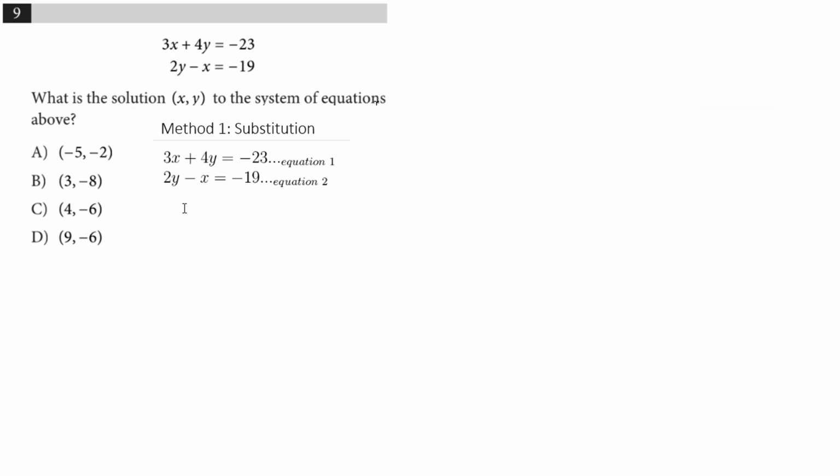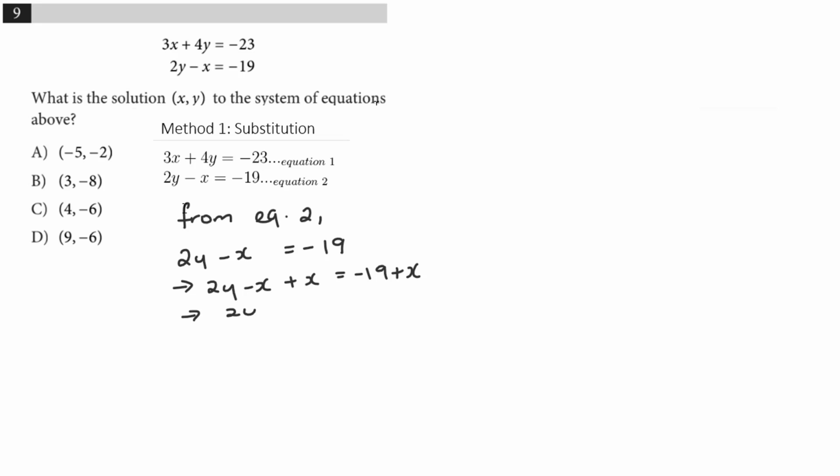To do this, we'll look at solving by substitution and then later solving by elimination. Since we want the value of x, let's start by finding a substitution for y. Now, equation 1 has 4y as a term and equation 2 has 2y as a term. From equation 2, we can find the value of 2y by adding x on the left side of the equation to cancel the negative x and then balancing that by also adding x to the negative 19 on the right side of the equation. This leaves 2y is equal to negative 19 plus x.